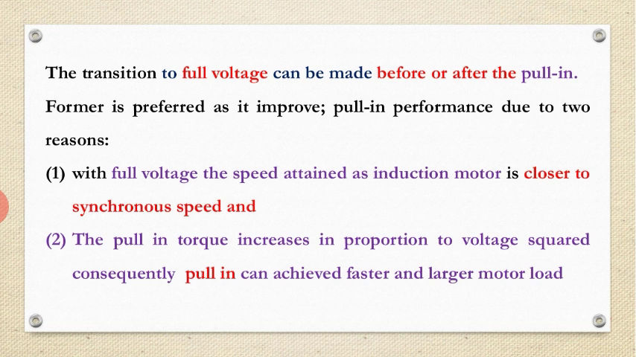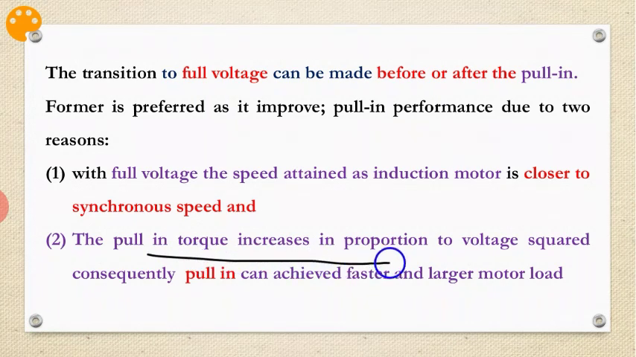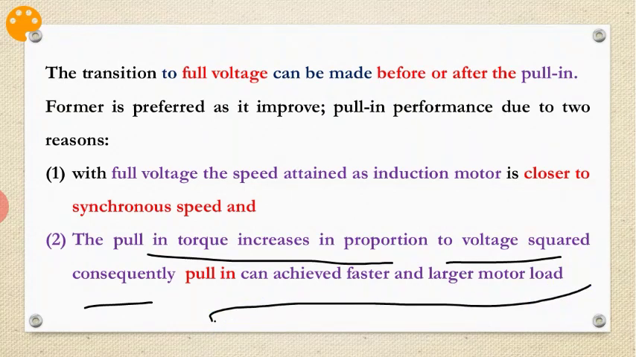Hence the former one, full voltage, is preferred. The second reason is that pull-in torque increases in proportion to the voltage squared. Consequently, pull-in can be achieved faster and with larger motor load. So this is another reason. Hence the former one is preferred.